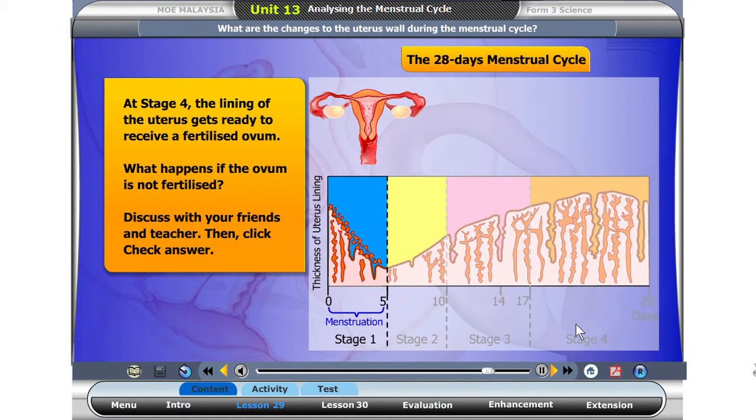If the ovum is not fertilized, the ovum dies and the lining of the uterus wall breaks down. The shedding of the ovum and lining of the uterus, and some blood marks the start of day 1 of the next menstrual cycle.